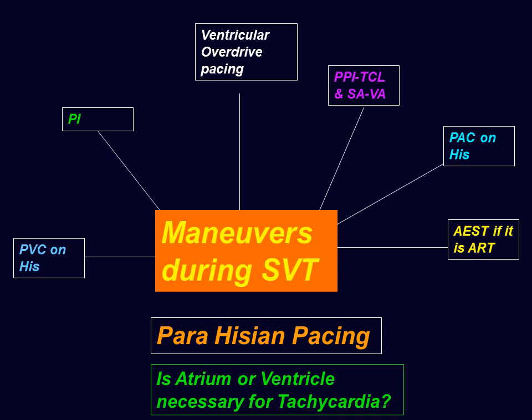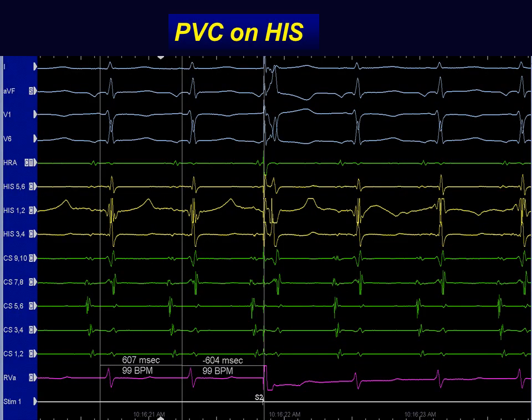Moving on to the maneuvers part, generally I like PVC on His. I know ventricular overdrive pacing has assumed a lot of importance. You can do the PI or pre-excitation index, PPI minus TCL, SAVA. Rarely you may have to put PAC on His, especially for junctional tachycardia versus AV node re-entry. AEST if it is ART. Parahisian pacing will tell you whether it's a pathway. Is the atrium or ventricle necessary for the tachycardia?